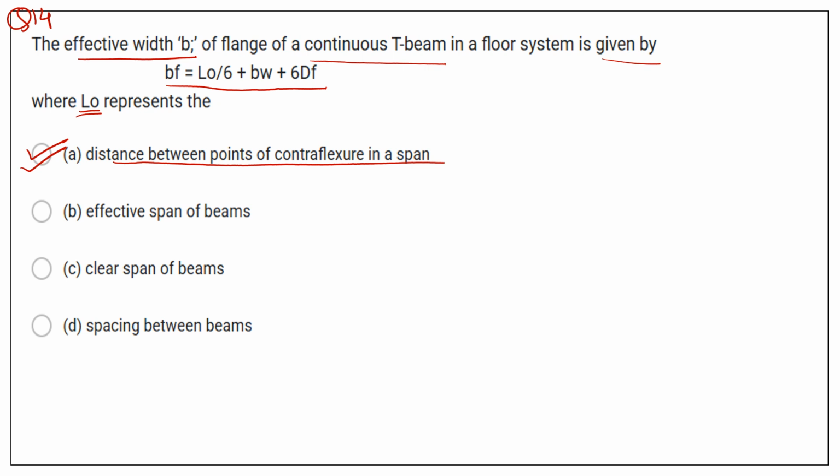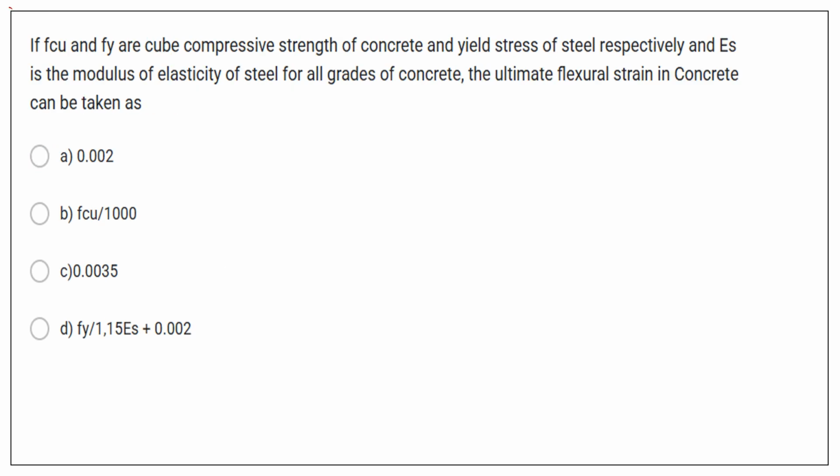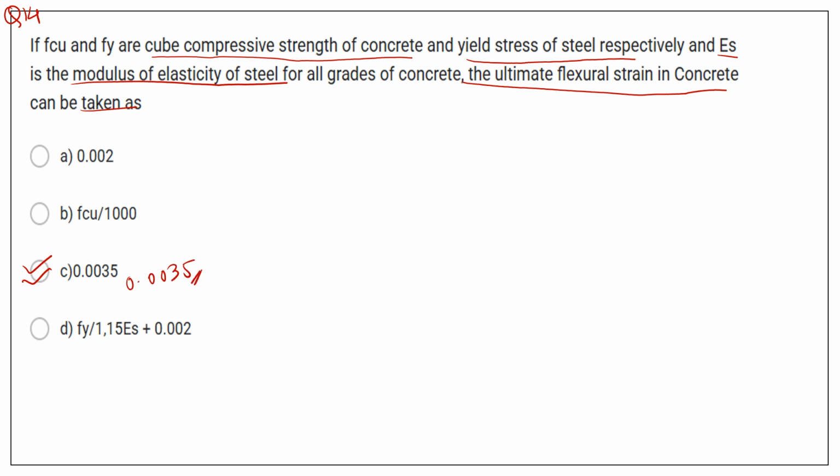The next question, question number 14. If Cu and Fy are the cube compressive strength of concrete and yield stress of steel respectively, and Es is the modulus of elasticity of steel, for all grades of concrete the ultimate flexural strain in concrete can be taken as the third option, which is 0.0035.